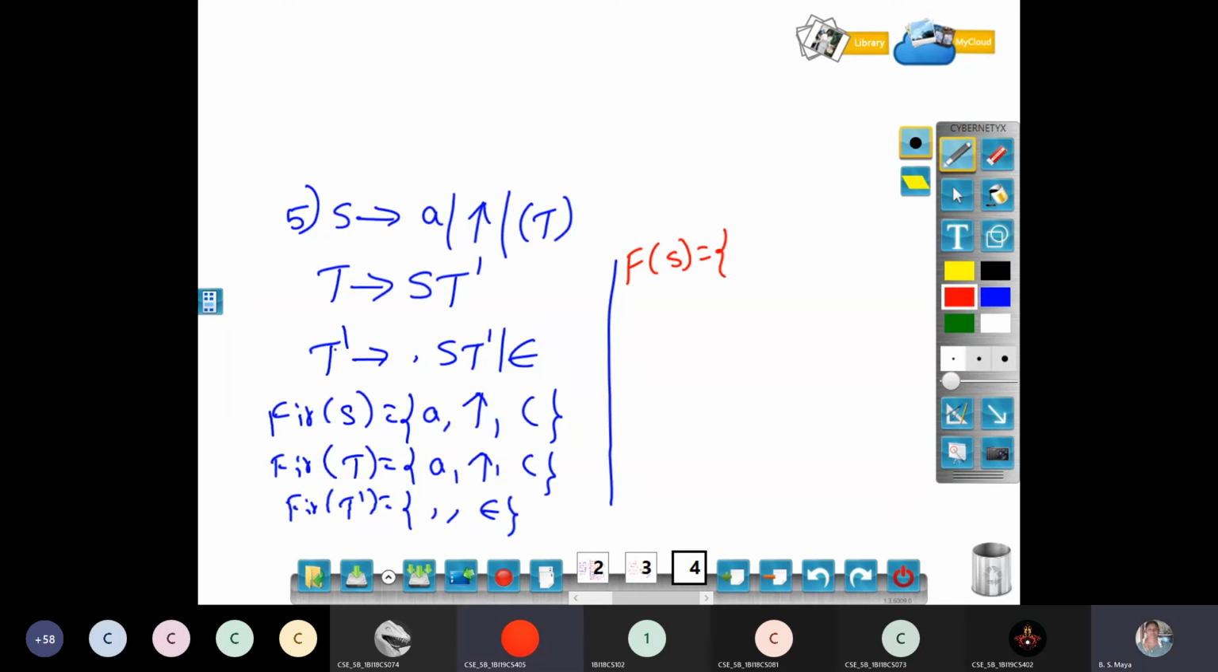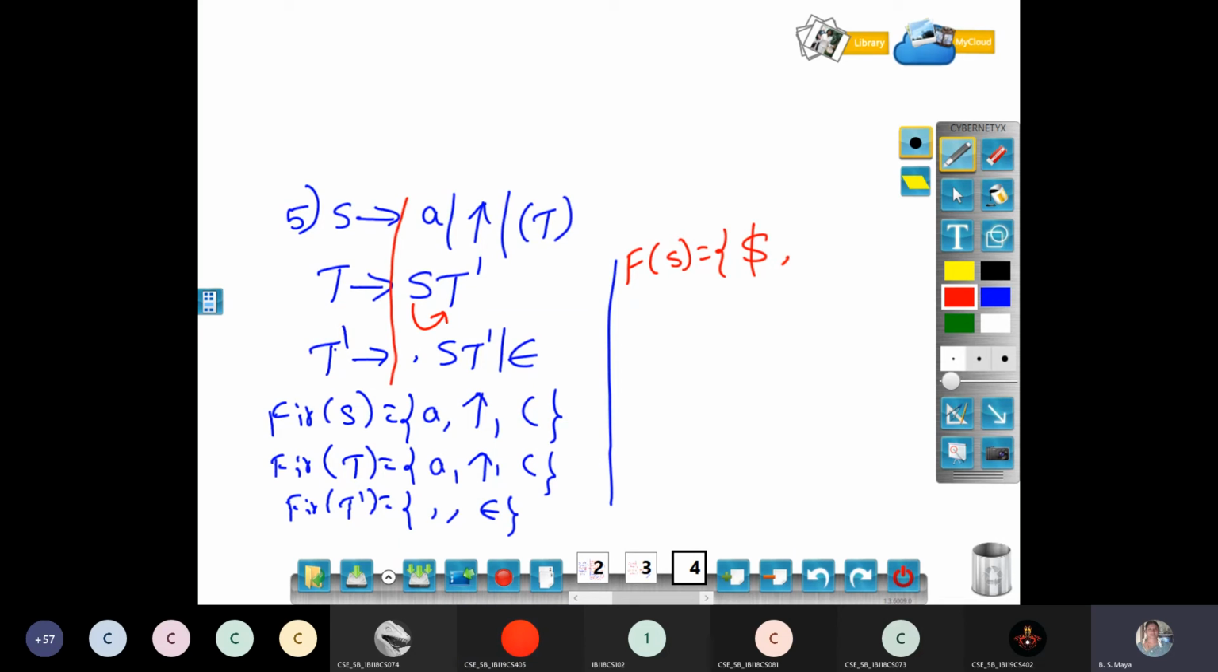Follow set of S. Dollar symbol, ma'am. First step, put dollar. Then you have to search on the right-hand side wherever you will get S. First line, S is there? No. Let me go for the second step. What is there in the follow set of S? T dash. It is a non-terminal.